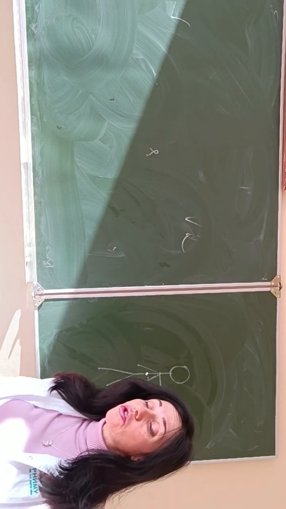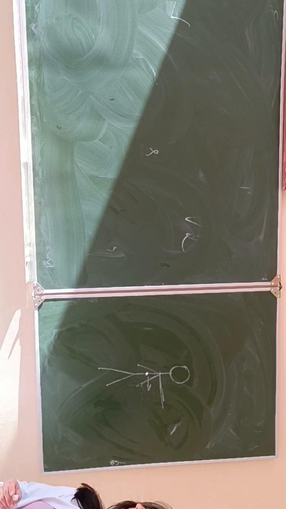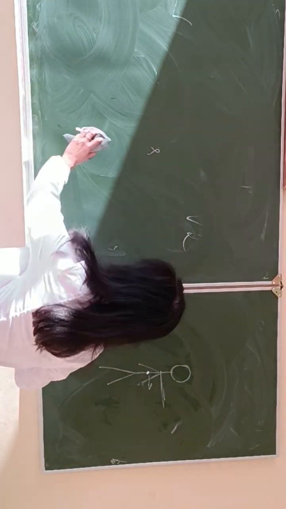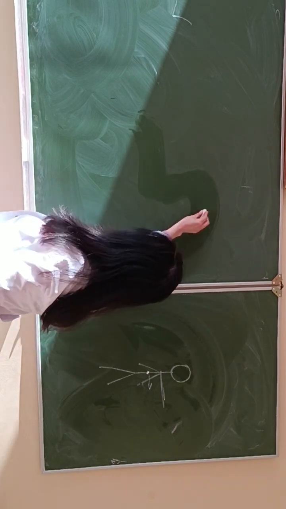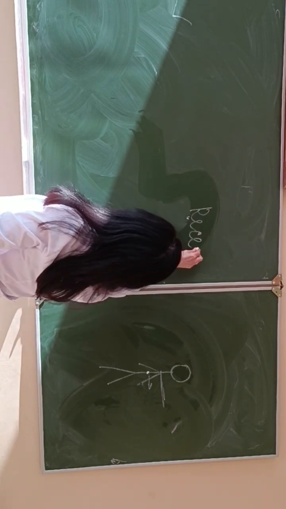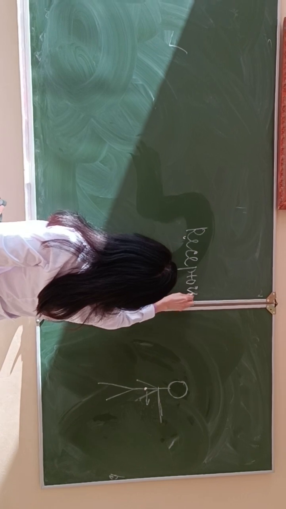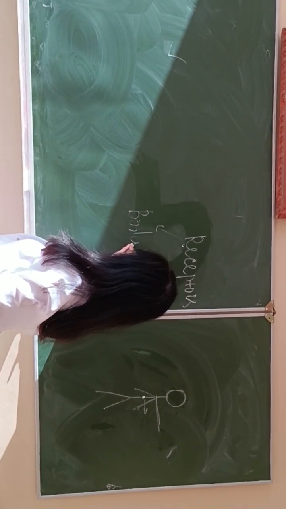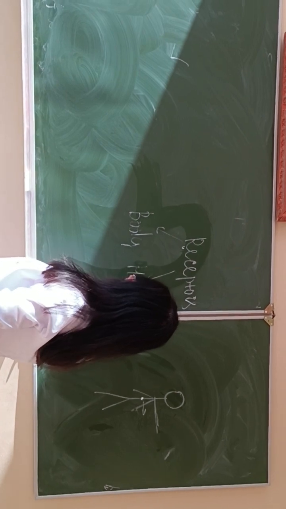What receptors sense change of body position and head position? Receptors of the body and receptors of the head. Receptors are responsible for motor control. Body and head receptors.